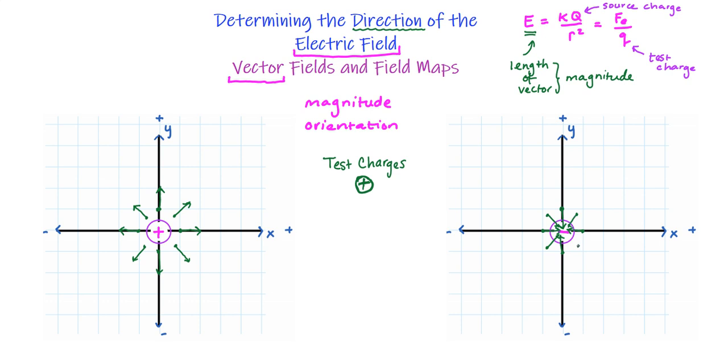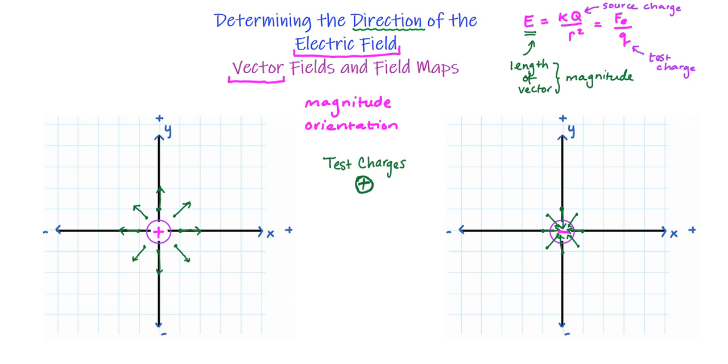So we can see that the convention always is determined by positive test charges. We'll make a quicker statement here in a second that we can use all the time without having to go in and draw every single point.